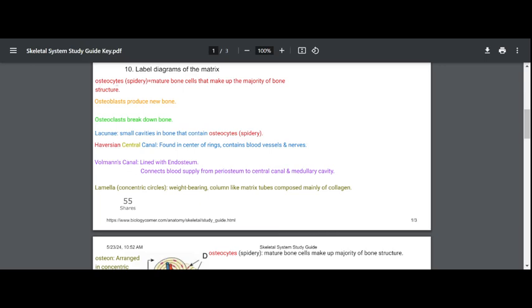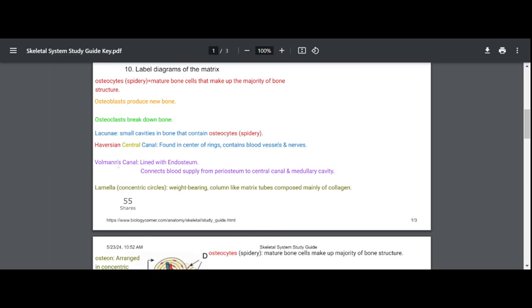So osteocytes appear spidery, okay? And osteocytes are mature bone cells that make up the majority of bone structure, okay? Osteoblasts produce new bone. Osteoclasts break down bone. Lacunae are small cavities in bone that contain osteocytes, okay? The Haversian central canal is found in the center of rings, contains blood vessels and nerves.